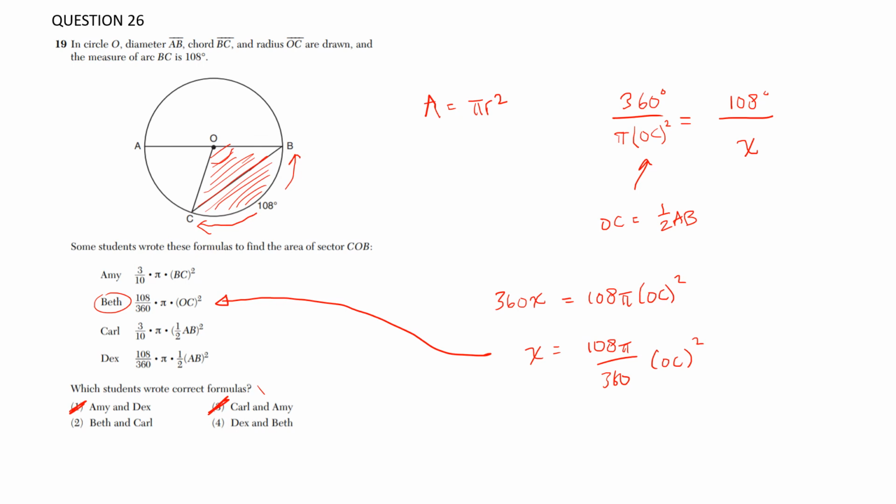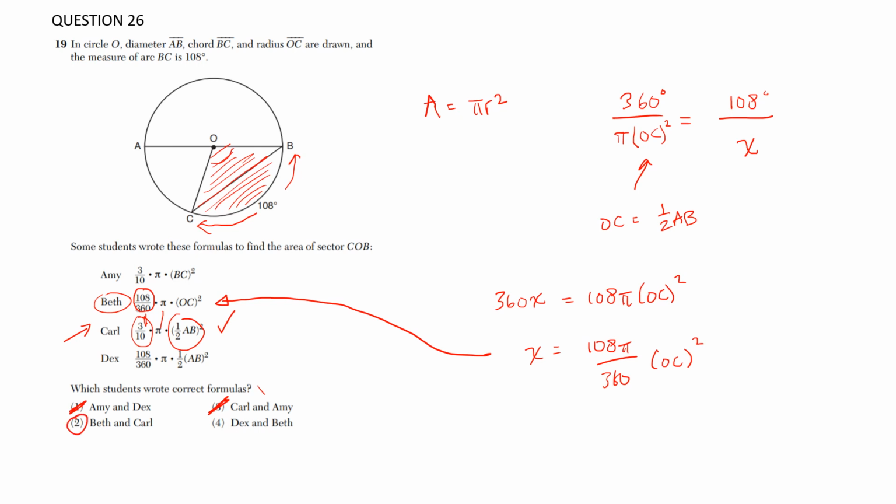So at this point, we'll look at Carl first. That's the one right after Beth. We have 3/10. If you simplify 108 over 360, if you put that in your calculator, you get 0.3. That is 3/10. So that's looking good so far. It's matching Beth's answer. The pi's match. Now we have to look here. 1/2 AB, that quantity squared. That's important that it's that full quantity squared. We're taking the radius, that's 1/2 of AB, and squaring it. So it looks like Carl has the right answer as well. I'm going to go with choice 2.